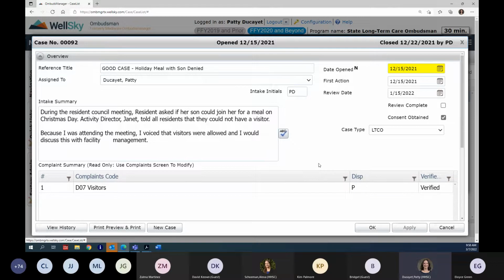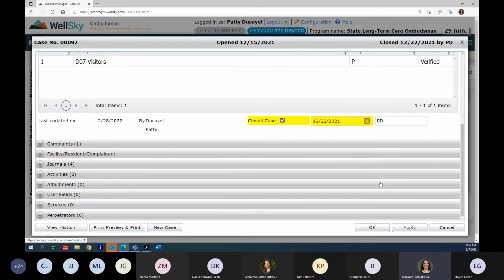In my intake summary, I mentioned here that during a resident council meeting, a resident asked if her son could join for a meal on Christmas Day. The activity director told all residents, this is in the resident council meeting, that they could not have a visitor. Because I was attending the meeting, I voiced that visitors were allowed, and I would discuss this with facility management. This is an event where in the middle of a resident council meeting, it wasn't residents bringing a complaint out. It was identifying a complaint in the middle of a council meeting by me. And I wanted to be sure that residents understood that they could have visitors.